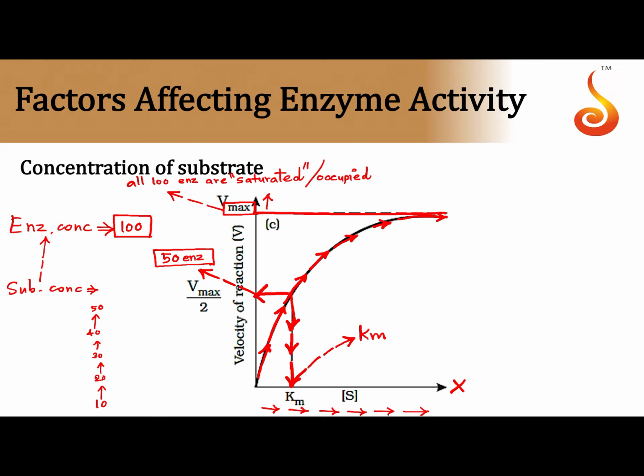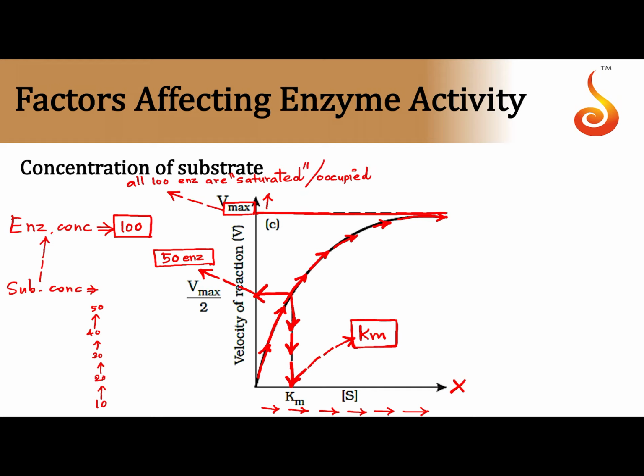So the substrate concentration required to attain half of the maximal velocity, that means out of 100 enzymes, 50 enzymes have to be occupied. That is referred to as the Km, and please note that Km is reflective of the efficiency of an enzyme. Lower the Km value, that is, if you get half of Vmax at a comparatively lesser concentration of substrate, that means the enzyme is more efficient.